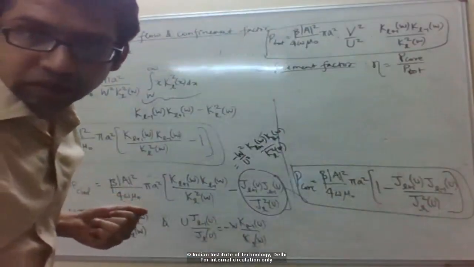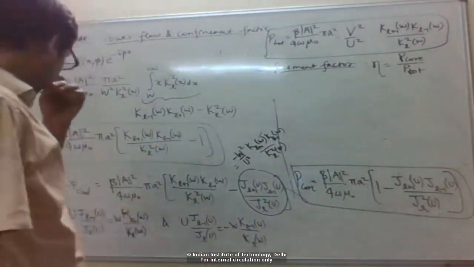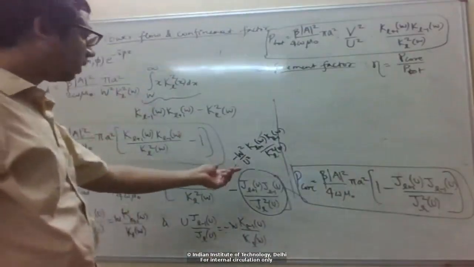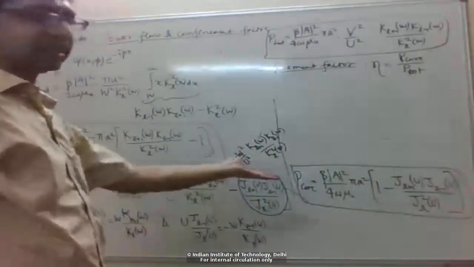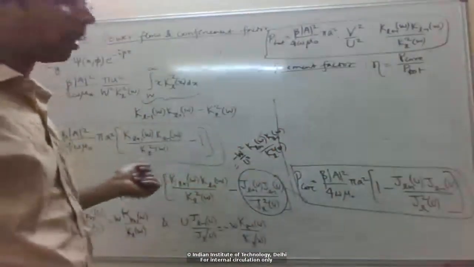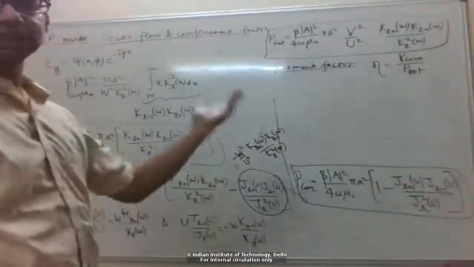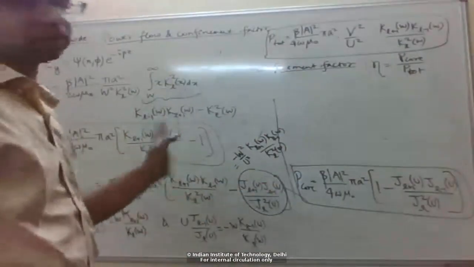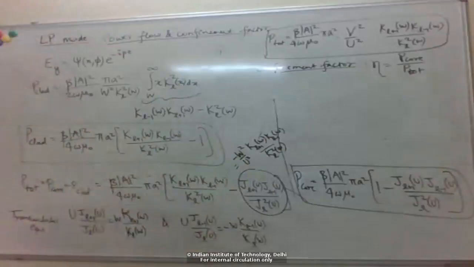There's a question about what happens if we take the sine function. Remember, the integral for the azimuthal direction was just the integral of cosine square from 0 to 2 pi. If you take sine, that integral has the same value: the integral of sine square from 0 to 2 pi is also the same. So it doesn't matter if you take sine.